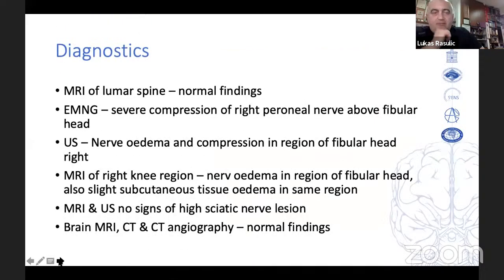MRI of the lumbar spine, no findings. EMG, severe compression of the right peroneal nerve above the fibular head, which is something we would expect. Ultrasound, nerve edema with compression in the region of the right fibular head. MRI of the right knee region, nerve edema in the region of the fibular head, also slight subcutaneous tissue edema in the same region. MRI and ultrasound, no signs of high sciatic nerve lesions. Brain MRI, CT, and CT angiography, normal findings.